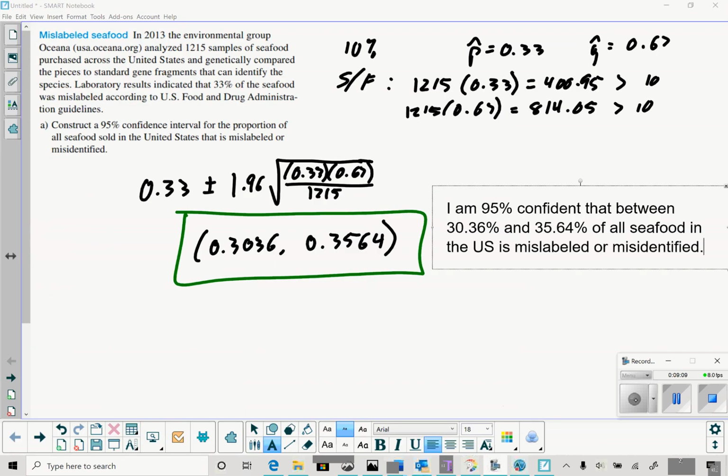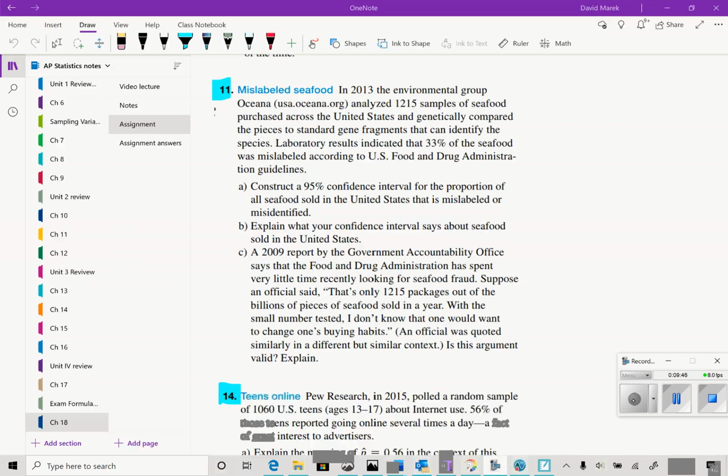I'm 95% confident that between 30.36%... sorry, the form of your numbers, I think it's completely appropriate. The question was given in terms of percentages. To write out your interpretation in part B, go back and convert the decimals in your confidence interval for part A into percentages for part B. So between 33.36% and 35.64% of all seafood in the United States is mislabeled or misidentified.